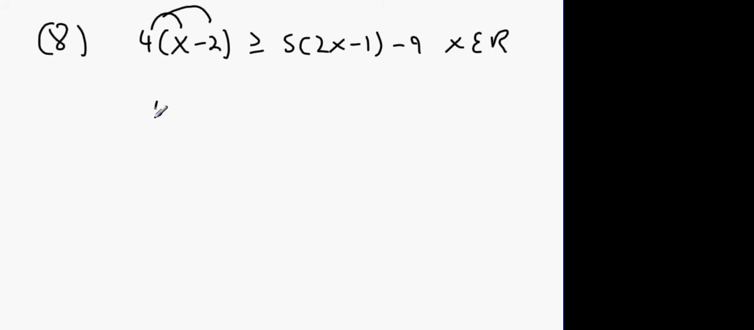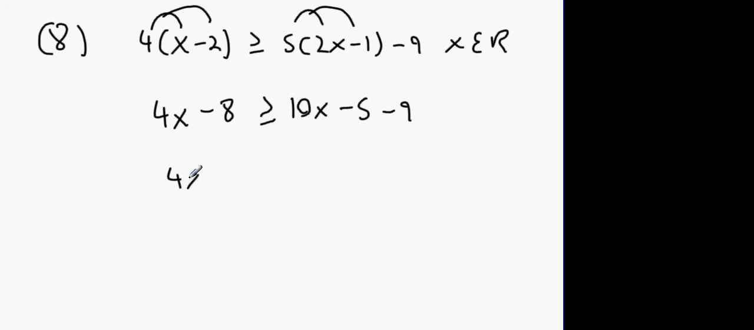So first part is we're multiplying out 4x minus 8 greater than or equal to 5 times 2x, which is 10x, 10x minus 5, and then we have minus 9 here. We're going to tidy up a little before we move them over. So 4x minus 8, and then this side is going to be 10x minus 14. The next step here is minus 5 minus 9 is minus 14.